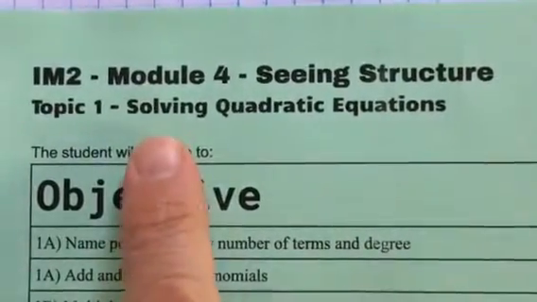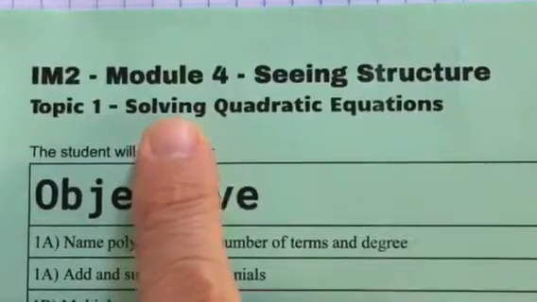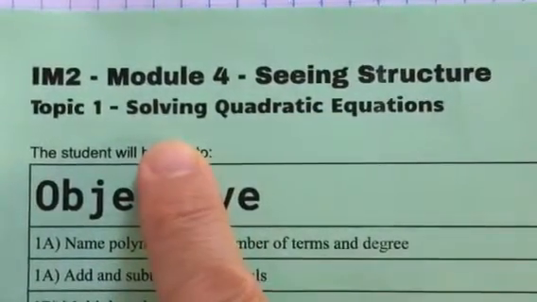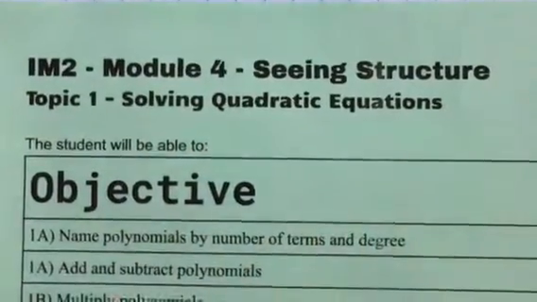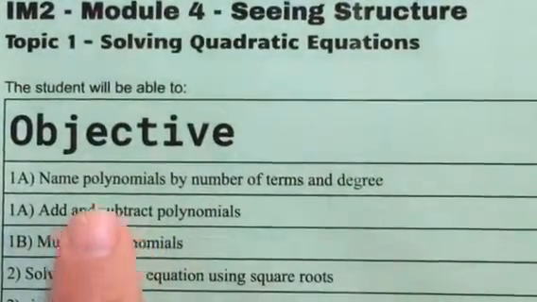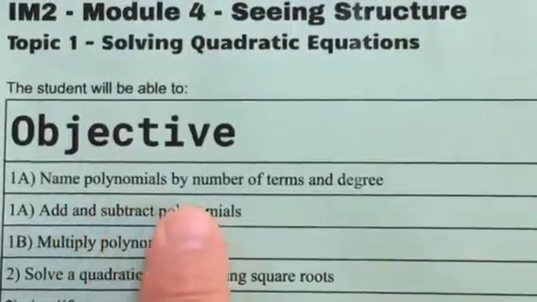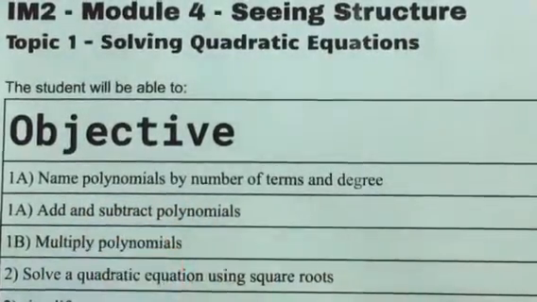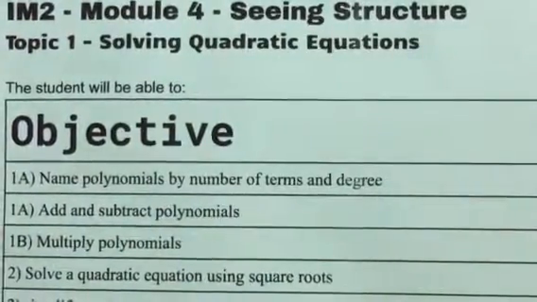Okay guys, welcome back. We're going to start a new module, module 4 in our textbook, Seeing Structure. And topic 1 is solving quadratic equations. Today's lecture is going to focus on these two objectives, naming polynomials and how to add and subtract polynomials. Make sure you glue this into your notebook.